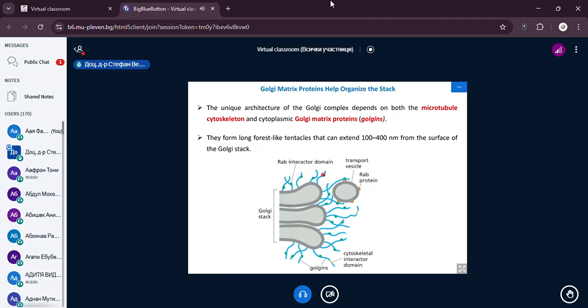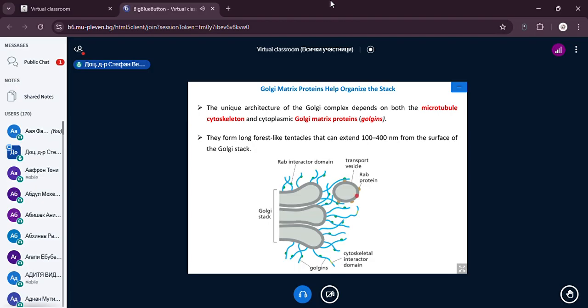And these forest-like tentacles, the Golgins, also serve as an intermediate which recognizes and guides the transport vesicles traveling towards the Golgi apparatus or leaving the Golgi apparatus. So they serve as structures recognizing and initially binding these transport vesicles to the Golgi apparatus.